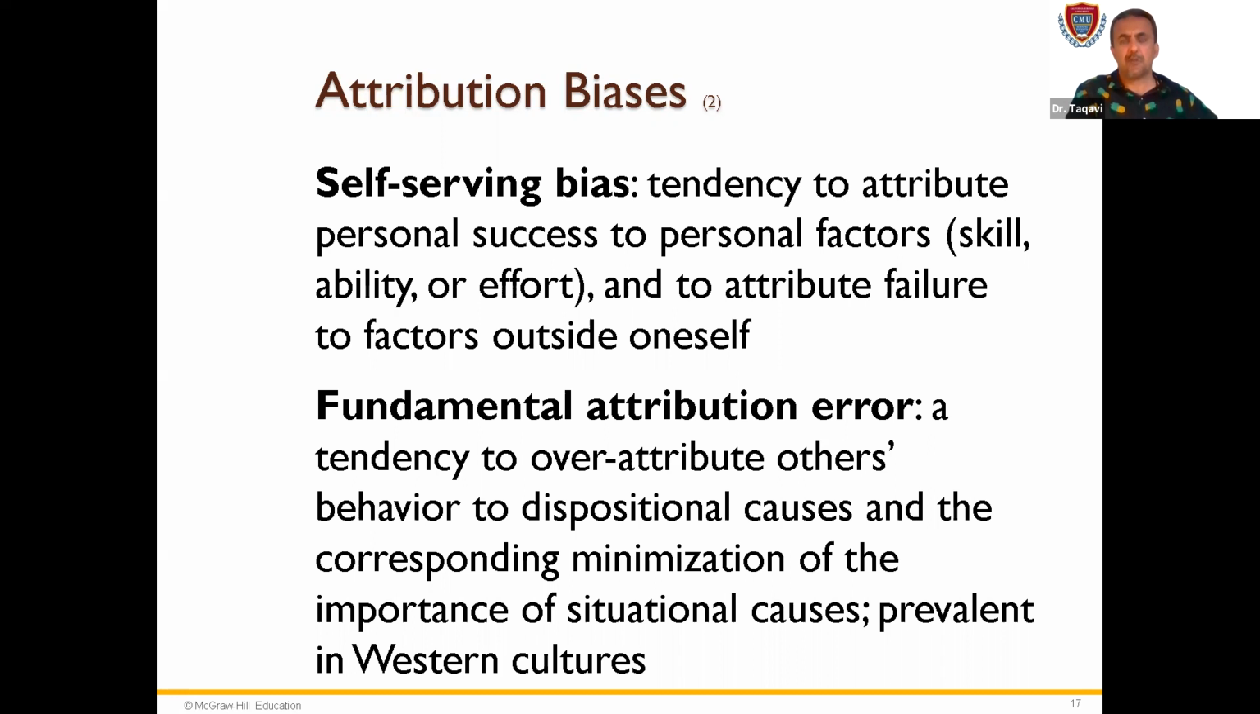And fundamental attribution error, one of the first errors in attribution, is a tendency to over-attribute other people's behavior to dispositional causes and the corresponding minimization of the importance of situational causes, prevalent in Western cultures. For example, there's a very popular example: in an airport, you see someone begging money from other people, and one of the people in the airport gives, for example, $20 to that beggar. What causes are you attributing for this action, giving money to a beggar?